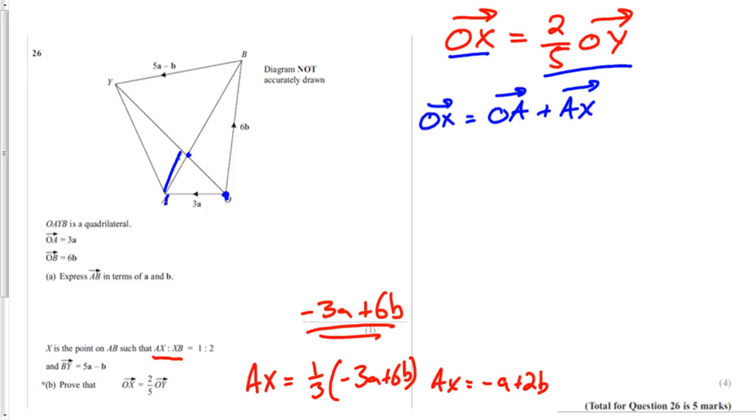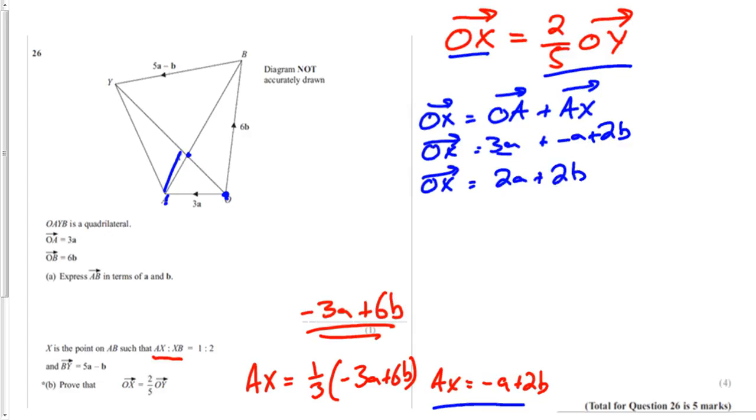Now O to A we can see is 3A, then A to X we just worked out down here as minus A plus 2B. So if we simplify that, we've got O to X equals 3A plus minus A, so that's going to be 2A plus 2B. And now we've got to figure out what 2/5 of OY is.